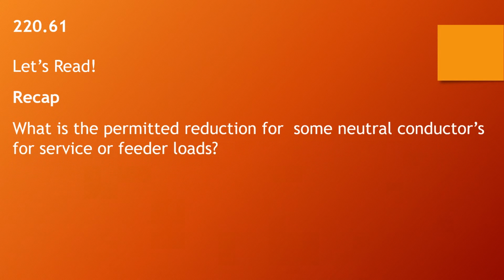So let's move on. So we read and we recapped the permitted reduction for some neutral conductors or service feeder loads is 70%. It's a 70% reduction. So let's go on and learn about it.